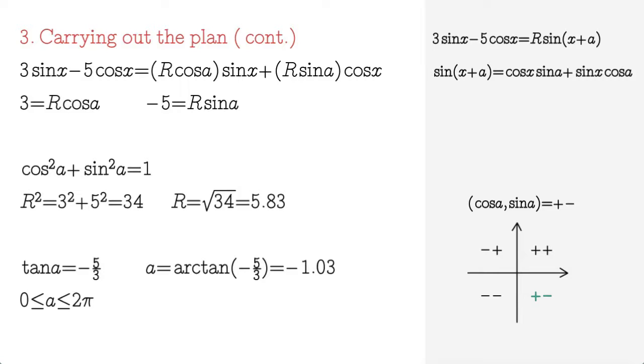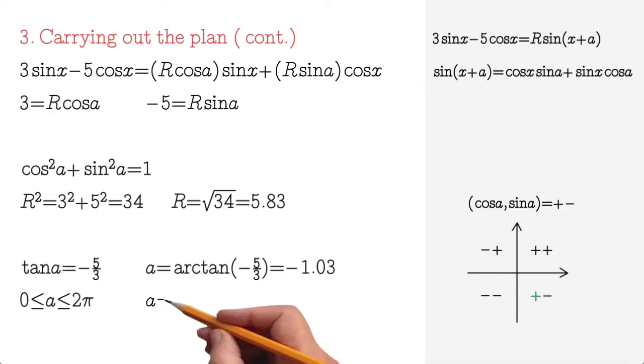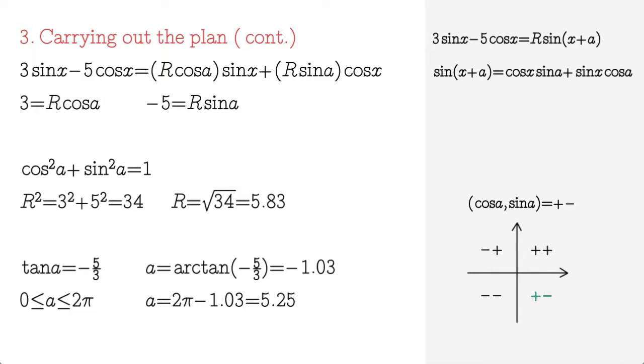And what the calculator says is that the angle is minus 1.03 radians, which is about minus 50 degrees. But we are after the positive angle, which is 360 minus 50, that is about 310 degrees, or 5.25 radians. So our angle is 2 pi minus 1.03, which is 5.25. At last we have calculated r and a. But we should not stop there.